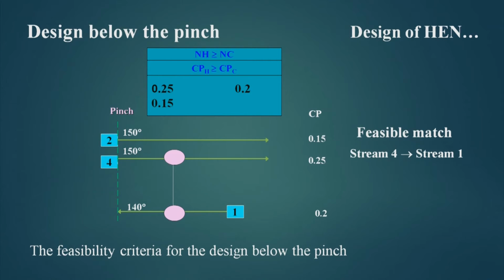So, this is how we will put up matches on the above pinch area and below pinch area. Once we have learned how to put matches, then we will directly put matches into the problem grid diagram and create the total HEN design.